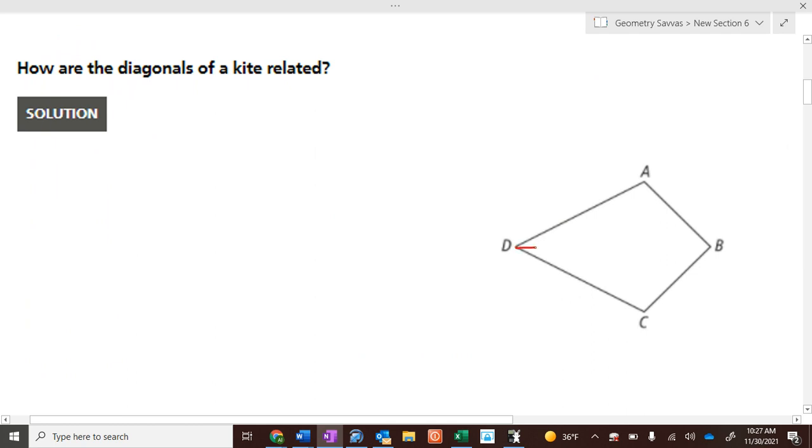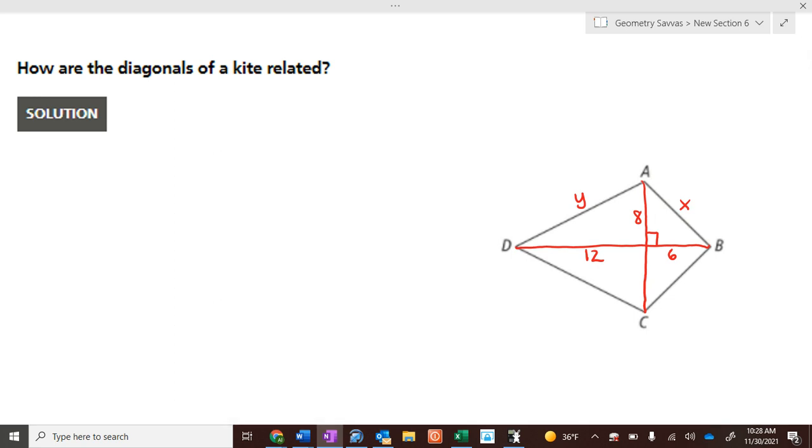Now, the diagonals of a kite, how are they related? What's one thing we learned up top that they probably are? Perpendicular. Okay, these are perpendicular. So if the diagonals of a kite are perpendicular, and let's say this was 6 and this was 8 and this was 12, how long is X? How long is Y? How would we figure that out?